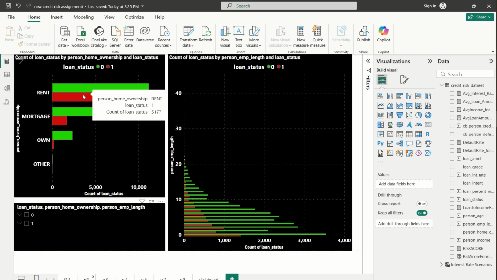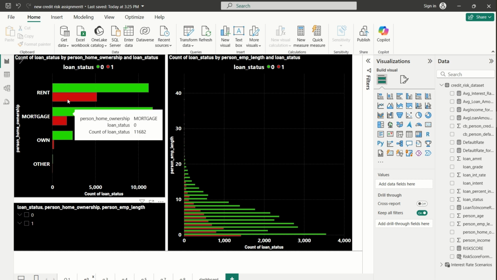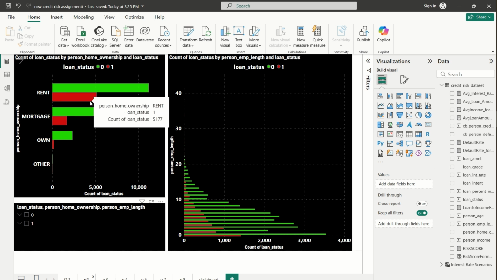So here we have to find the highest default rate. So 1 is for defaulters. If you see rent, there are two bars. Green color is for non-default and red color is for default. So rent is having the highest bar compared to the others. It means it is having the highest default rate.